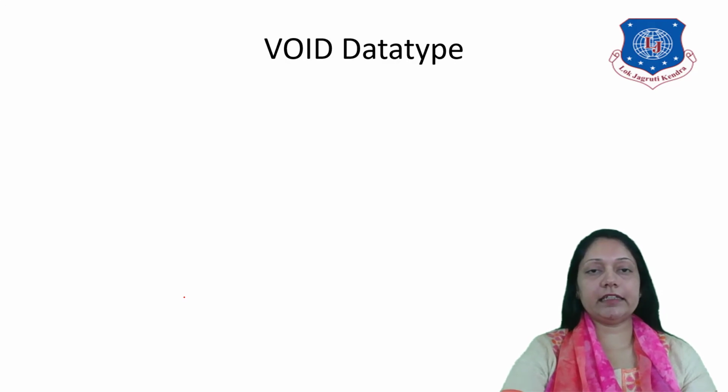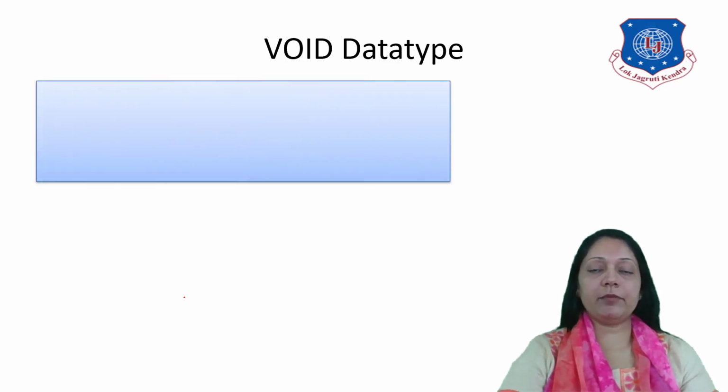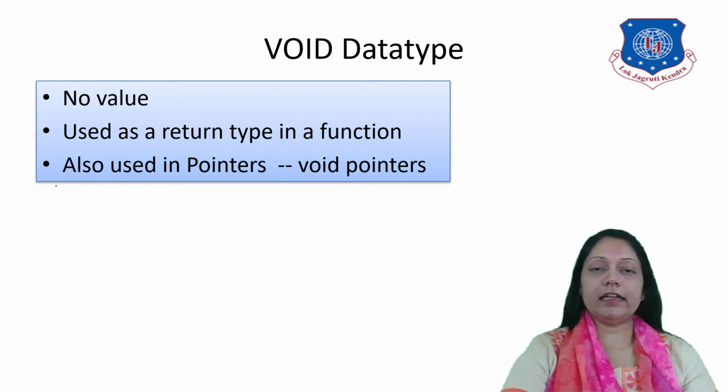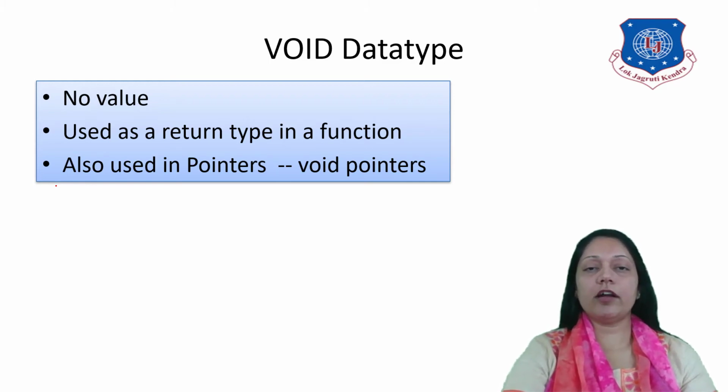Next is void data type. So the last primary data type is void data type. Void data type means no values here. It is used in case of functions. For a function, the return type can be void or it can be any other data type. Also in pointers, void data types are used to create void pointers. As I said, functions and pointers are a complete chapter in C. So we'll see the details about void pointers and return types in a function later on.